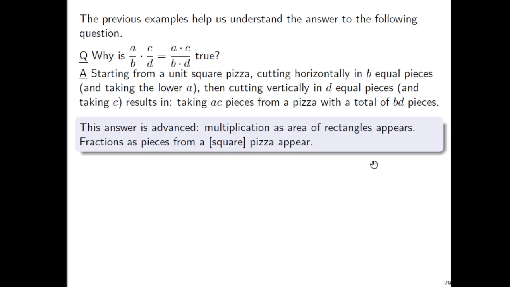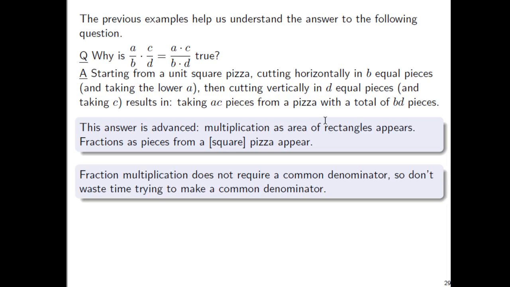So this answer is very advanced, and let me say why I think it is. It involves thinking of multiplication, there's multiplication right here, as the area of rectangles. That concept appears. And then also this idea that fractions should be thought of as pieces from a pizza. In this case, it happens to be a square pizza. That concept also appears. So this is a very advanced answer, but it's a very correct answer to this question. And you'll notice what's going on when you multiply one fraction by another is, at least as a recipe, you just multiply straight across. It's A times C, and then in the denominator it's B times D.